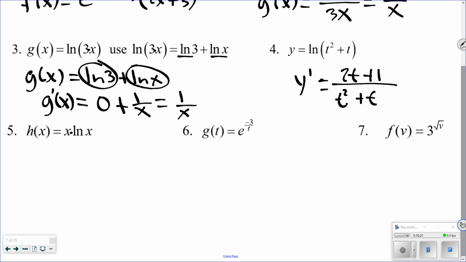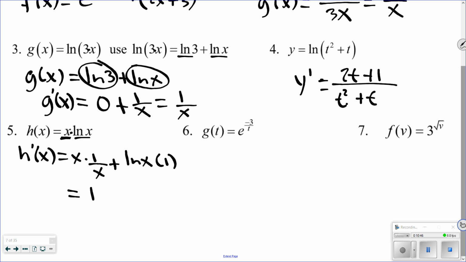Number 5, you're still going to use, we got an ln there, but in this case, those are multiplied together. So we've got to use the product rule. So h prime of x equals my first, x, times the derivative of the second. Derivative of ln of x is 1 over x. Plus the second, ln of x, times the derivative of the first. Derivative of x is 1, times by 1. We could simplify a little bit here, right? That'd be x over x, which is 1, plus ln of x times 1. It's just the ln of x. There's my answer. There's h prime of x.